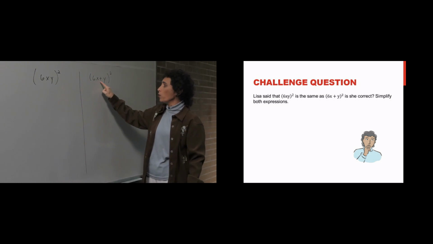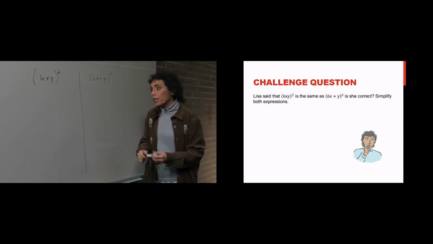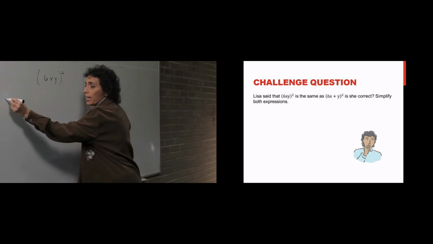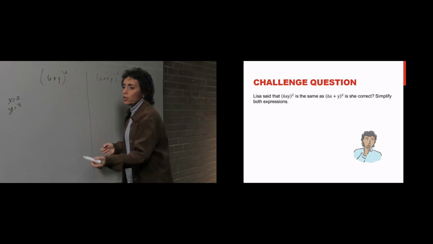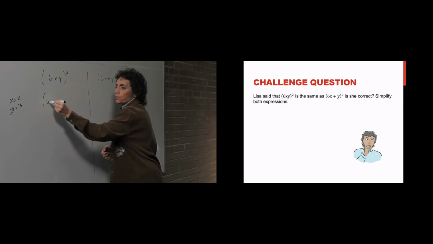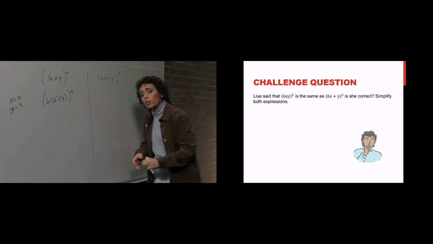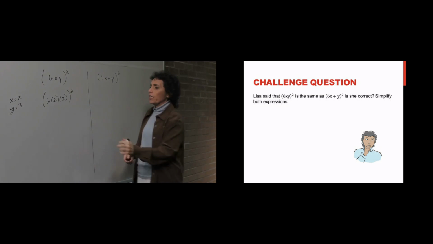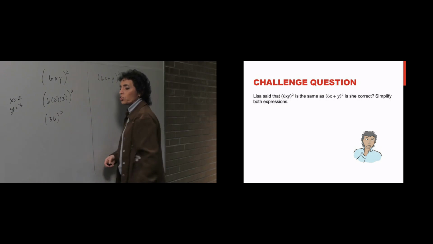For instance, we know these are terms, 2 terms, and these are 3 factors. But we could put in numbers. Let's say x equals 2 and y equals 3, okay? I could have used any numbers. I stay away from 0 or 1 because sometimes funky things happen there. Okay, 6 times 2 is 12 times 3 is 36. So that's 36 quantity squared.